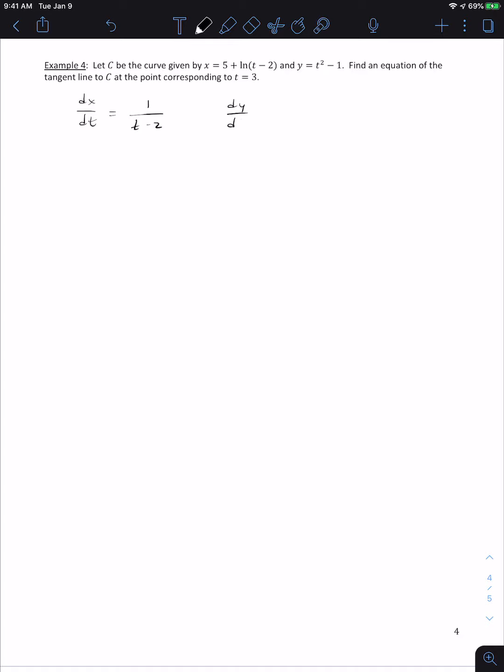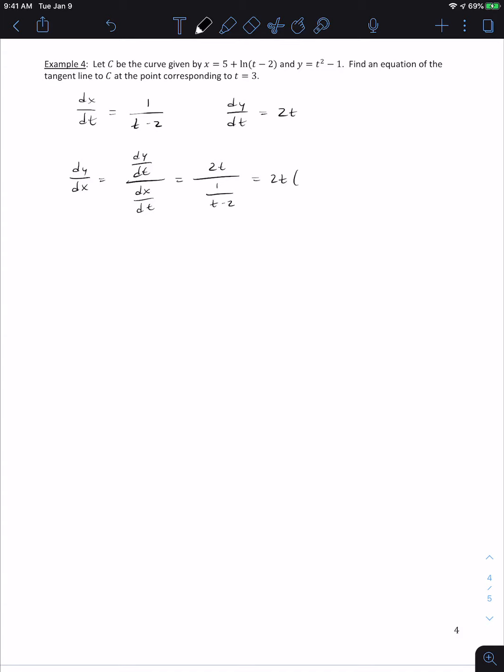Then the derivative of y is going to be 2t. So what does that mean? That means dy/dx, by definition, is dy/dt over dx/dt. So it ends up being 2t over 1 divided by t minus 2. Instead of dividing by 1 over t minus 2, I can multiply by t minus 2. So I get 2t times t minus 2, so I get 2t squared minus 4t.